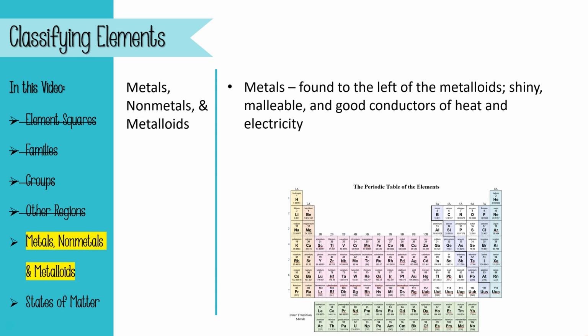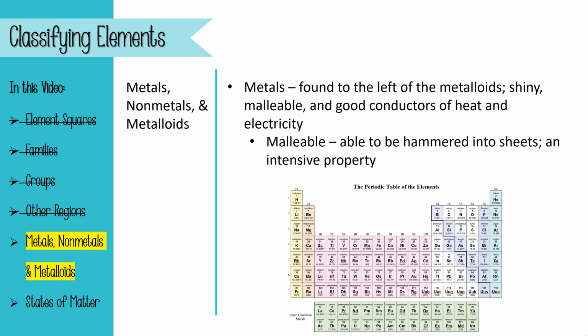Another way we can think about the elements on the periodic table is by their metallic characteristics. You'll see on your tables that there's a zigzag line that stretches from boron, element 5, all the way to element 118. To the left of this line, all of the elements are metals. They are shiny, malleable, meaning they can be hammered into sheets, and good conductors of heat and electricity. Malleability is an intensive property.